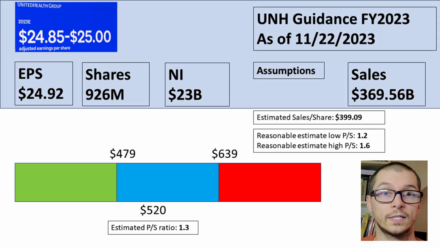Pivoting to the price to sales ratio based on management's guidance, we can see the top shaded portion is the same as the previous slide, so I'm going to focus on the bottom half. With management's guidance, we can calculate a future projection for sales per share of $399.09.